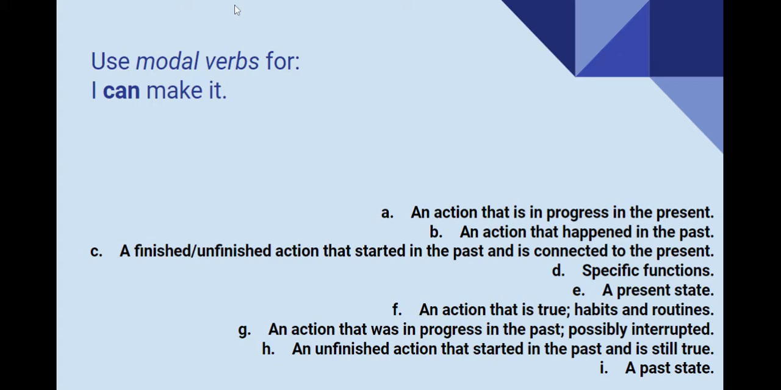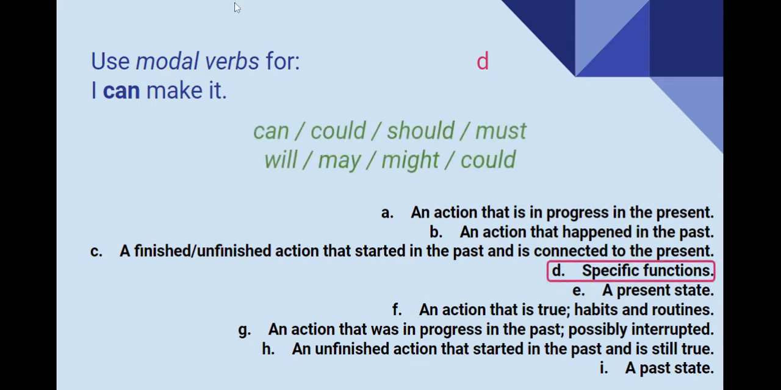Great. Now, what do we use modal verbs for? Pause the video while you find the answer. Okay, so we're going to be using modal verbs for specific functions. Some of the modal verbs that we use are can, could, should, must, will, may, might, and could. And remember that after a modal verb, we are going to use the next verb in the base form. But remember, each of these modal verbs expresses something different. It may express permission, maybe future, advice, etc.